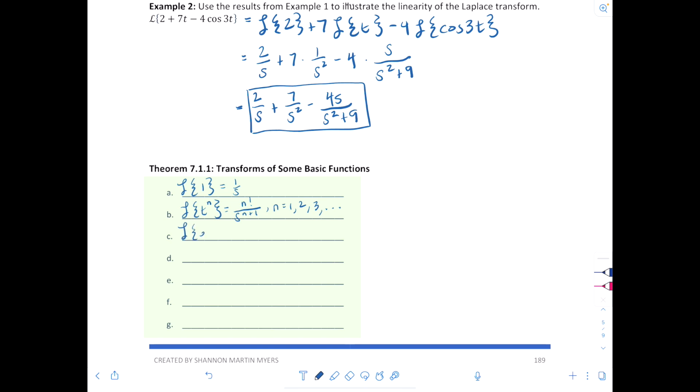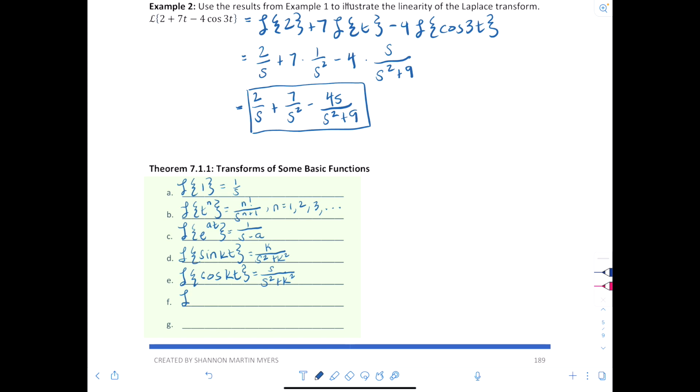L of e to the at is equal to 1 over s minus a. L of sine of kt is equal to k over s squared plus k squared. And then we found this one, the Laplace transform of cosine of kt, remember k was 3, is equal to s over s squared plus k squared.